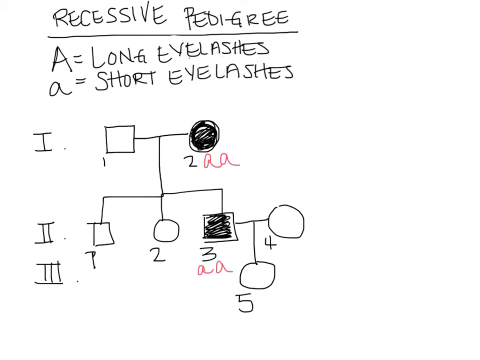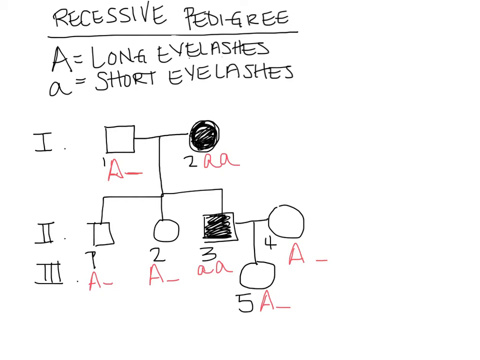The next people are all of the individuals with long eyelashes. We know they have to have at least one big A. We're going to put a blank next to them because we're not sure what that second letter is at this point. So everyone gets a big A blank. The third step is to try and fill in the blank, and you do so by asking yourself a few questions.